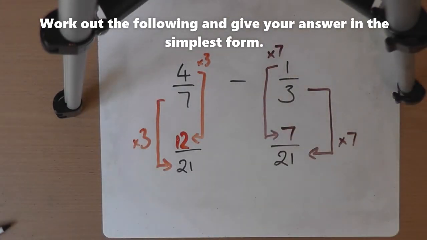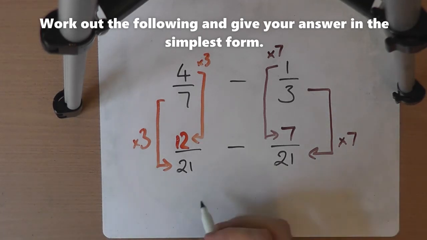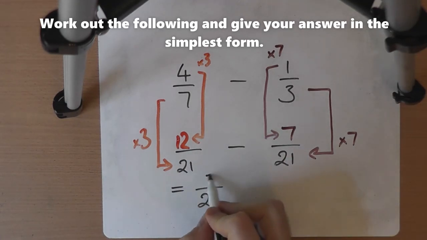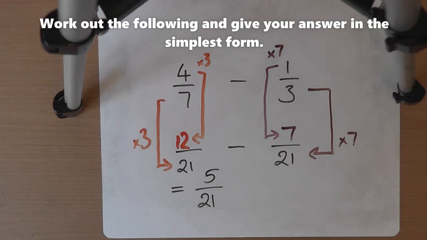The question was previously 4 sevenths minus 1/3. We've now rewritten the question, so it's 12 out of 21 minus 7 out of 21. We can do that. It's going to be out of 21 for our answer. 12 take away the 7 leaves us with 5 over 21. We need to write it in the simplest form. Well, is there anything that 5 and 21 will both divide by? No, there isn't. So actually that is already the simplest form.